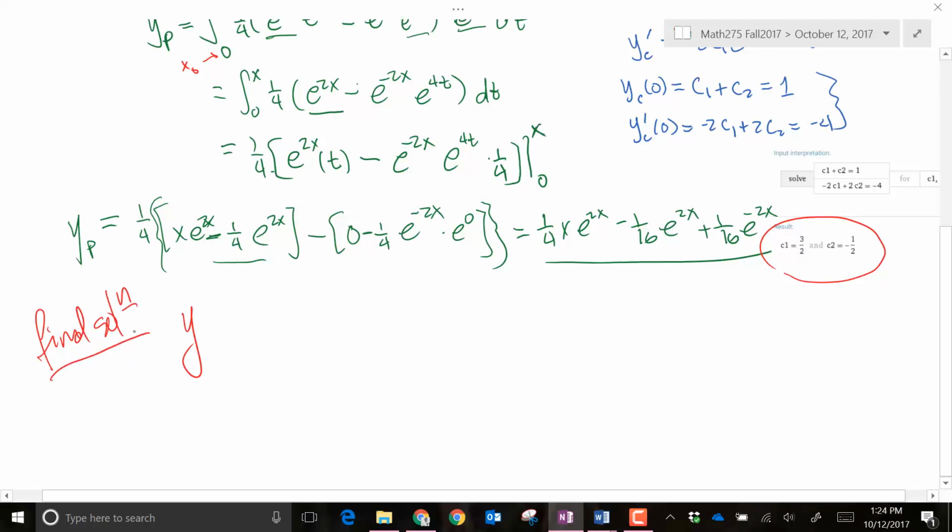So the solution looks like it's going to equal C1, which is 3 halves times e to the negative 2x. And this looks like it's a minus 1 half e to the positive 2x. So this is the homogeneous part, the y sub c part. And then now we just copy the rest of them. 1/4 x e to the 2x minus 1/16 e to the 2x plus 1/16 e to the negative 2x.